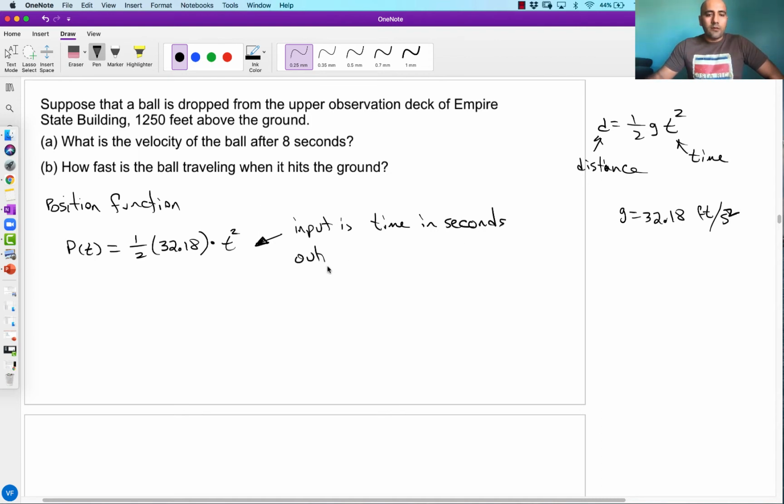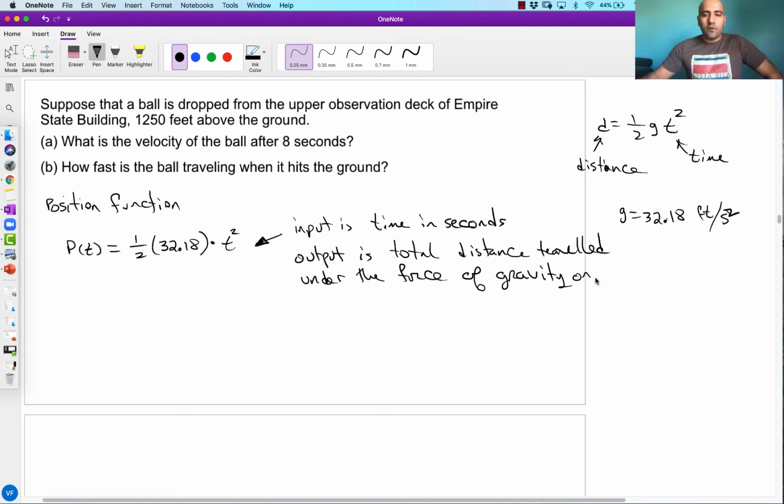And the output is total distance traveled under the force of gravity. Of course, that's on Earth, and then of course we're just generalizing this.